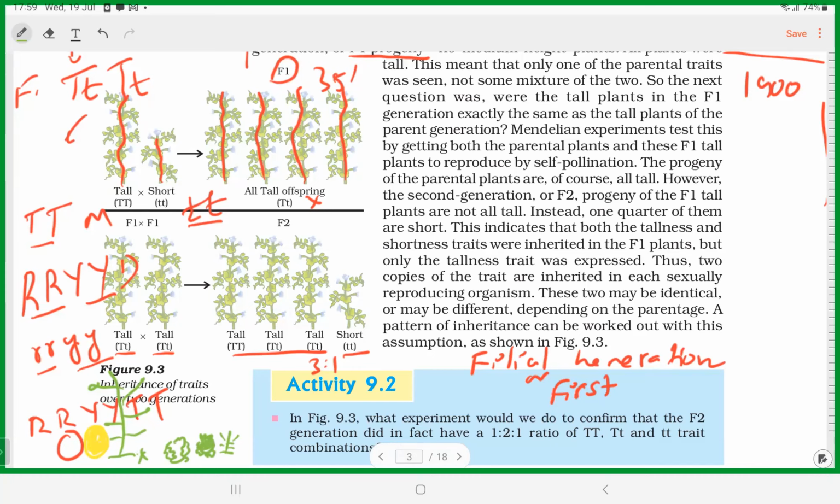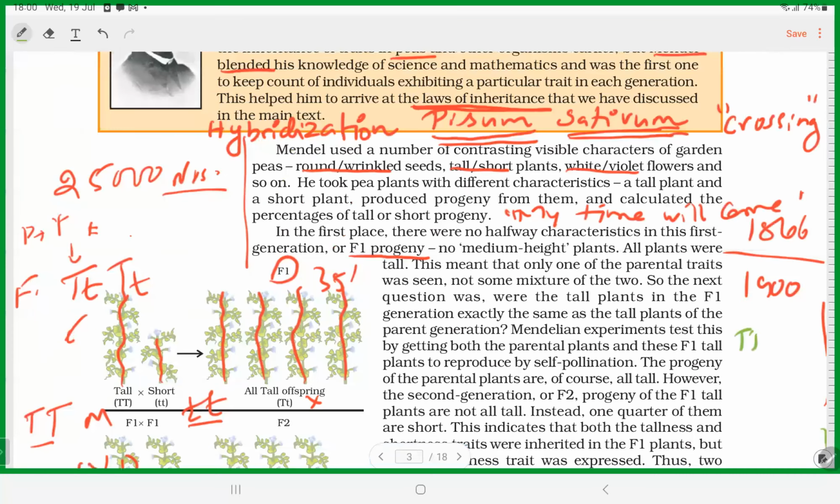Listen. Here, they are the parents, right? These two are the parents. What are the parents? TT are the parent. What are the progeny? Correct? How do you describe this? Homozygous, tall, dominant. This one, how do you define? Homozygous means both are same allele. Homozygous. Short, recessive.